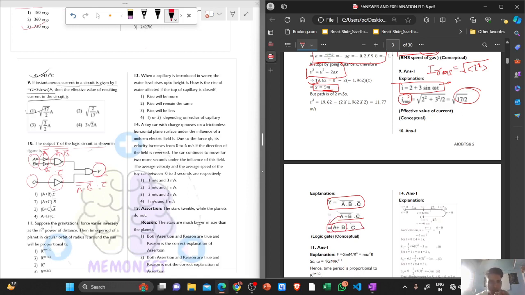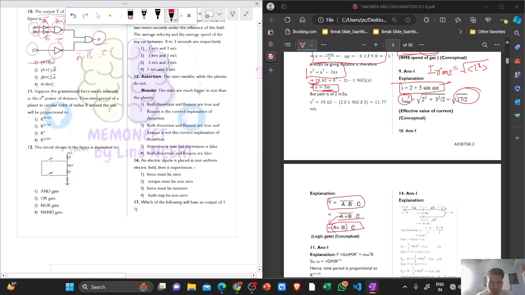That is (a + b) dot c bar. So your option number one will be the correct answer to it. Now moving to the next question.